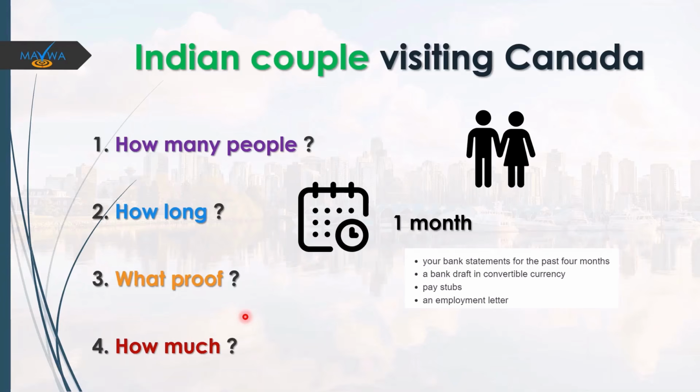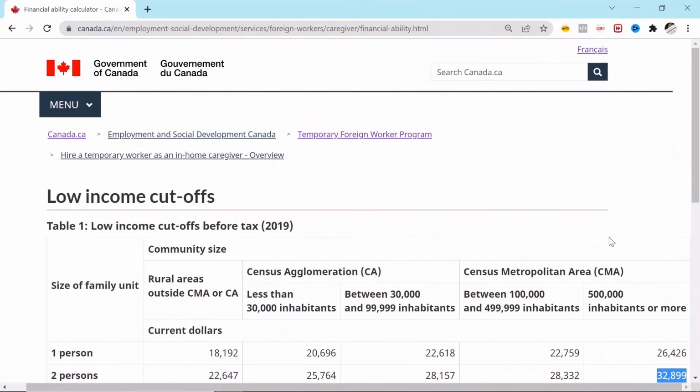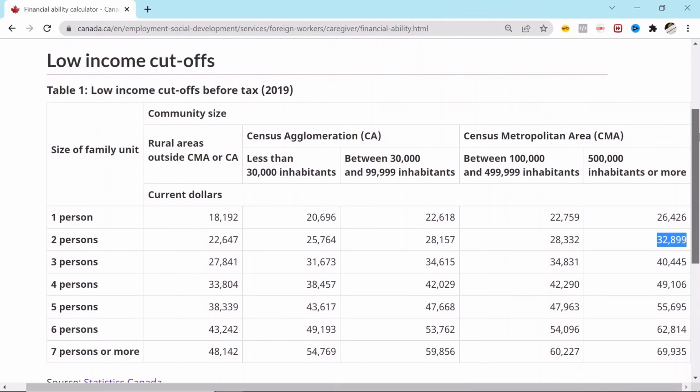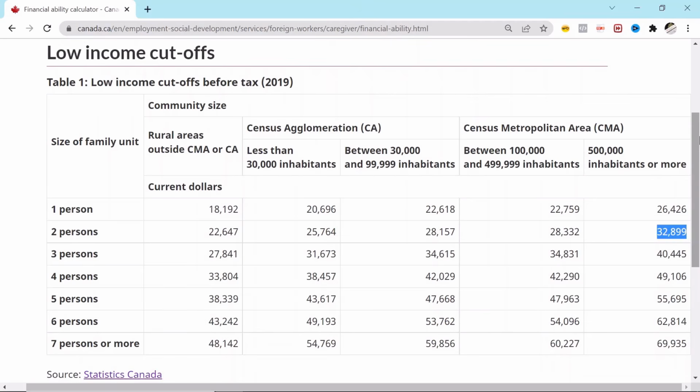And to answer the question how much, we need to go to the government website of Canada and take a look at the low income cutoff. So here we are, we can see the web page here. You'll have the link in the description. And this is basically the low income cutoff, which tells the government of Canada that under this amount, which is called the LICO, people live in poverty. Above the LICO is not considered poverty per Canadian standard.